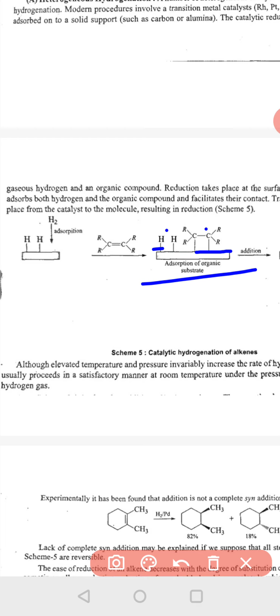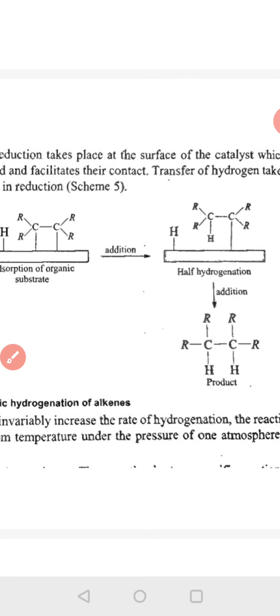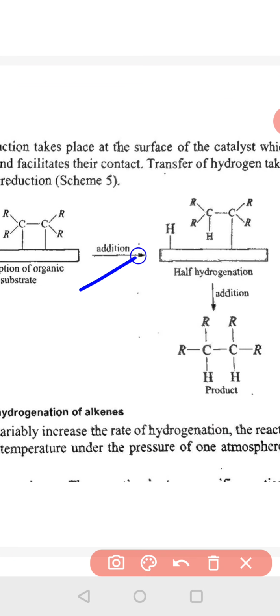surface facilitates their contact. Transfer of hydrogen takes place from the catalyst to the molecule. One hydrogen gets attached to this organic substrate. Here it is an alkene. This is half hydrogenation. In the next step, one more hydrogen gets attached to this carbon and we get the product. Transfer of hydrogen takes place from the catalyst to the molecule, and this results in reduction and we get a saturated product.